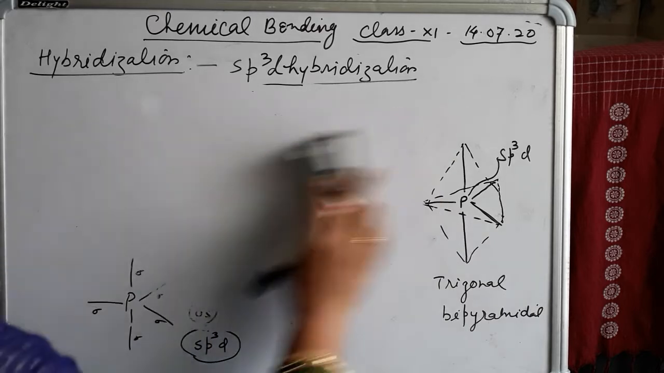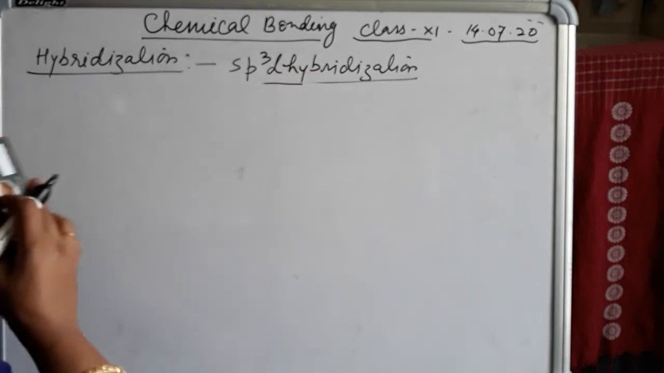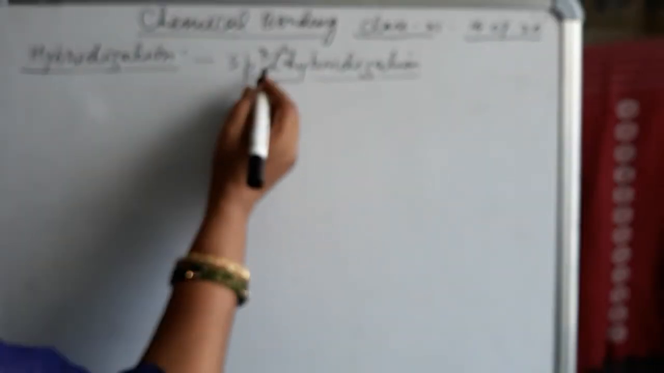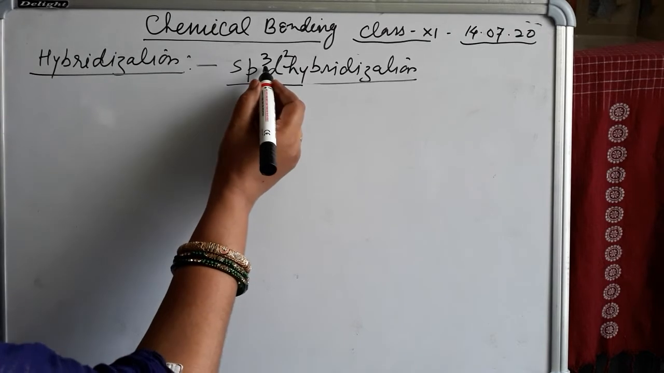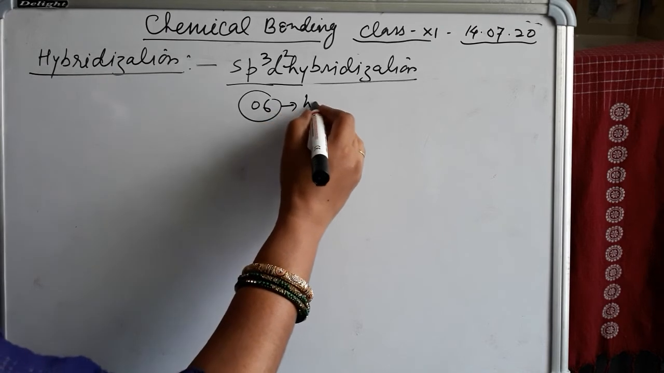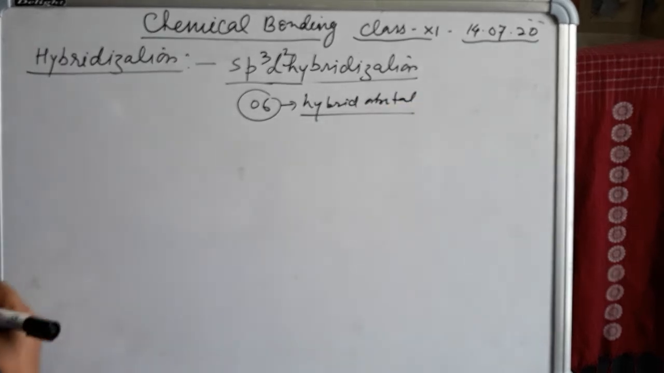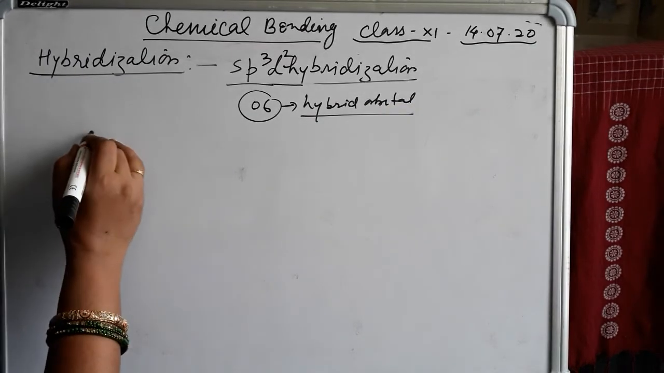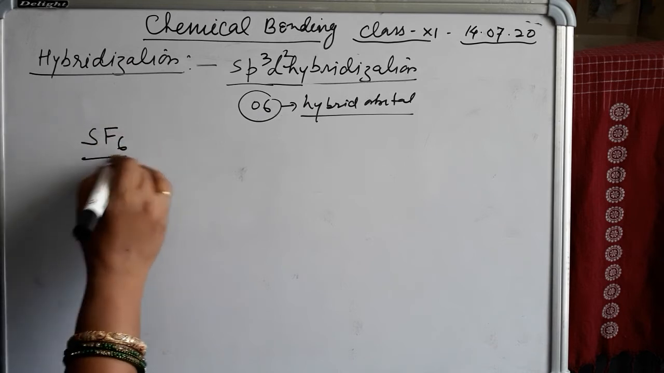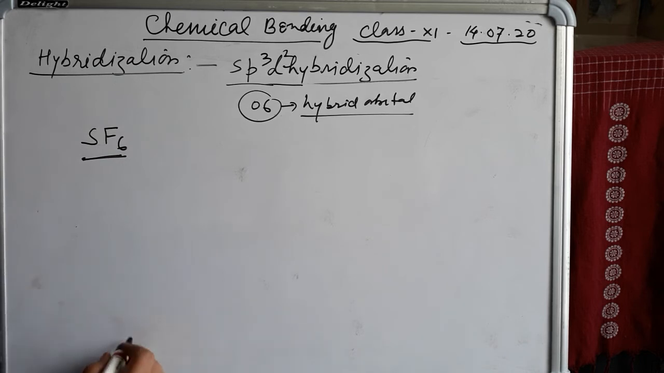Next is the sp3d2. So total number of orbitals: 1, 3, and 2, that is 6. So the number of hybrid orbitals is 6. A simple example is SF6. Sulfur in the second excited state. So write down the electronic configuration of sulfur at first. Sulfur in the ground state, atomic number is 16.